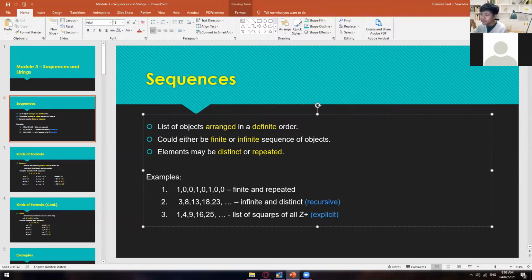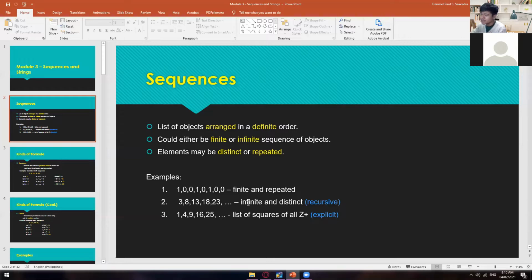In here, it says list of squares of all Z plus. Z plus are the positive integers, wherein you start with 1 onwards: 1, 2, 3, 4, 5, up to infinity. And then just square it. So 1 squared, 2 squared, 3 squared, 4 squared, 5 squared, and so on and so forth. From there, you don't need to know the elements in the first, second, third positions. All you need to know is the formula. That is why it's called explicit.